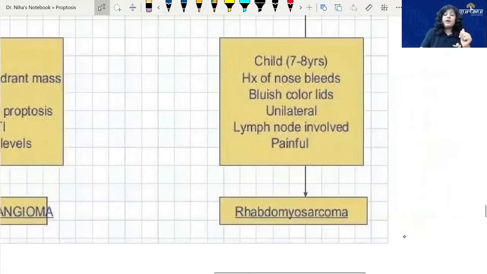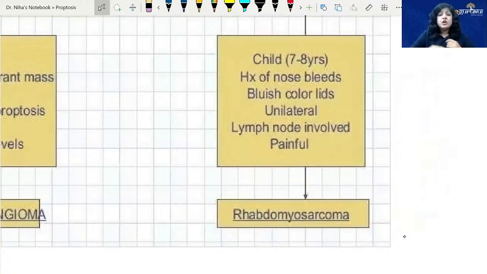Another thing, if I am having a child of 7 to 8 years with a history of nose bleeding, and I have a collection of blood here, so there will be a bluish discoloration. It is unilateral, with lymphadenopathy, an involvement of lymph nodes. What do you have to think of? Rhabdomyosarcoma.